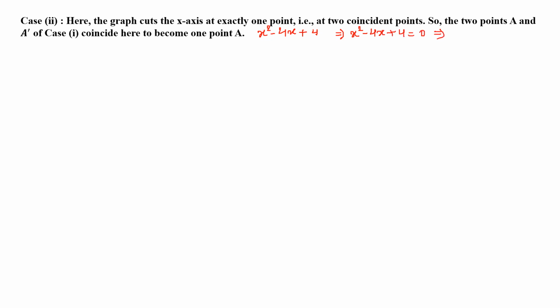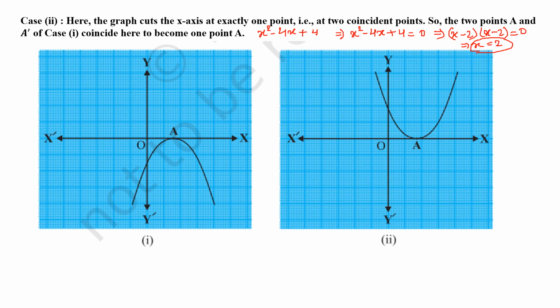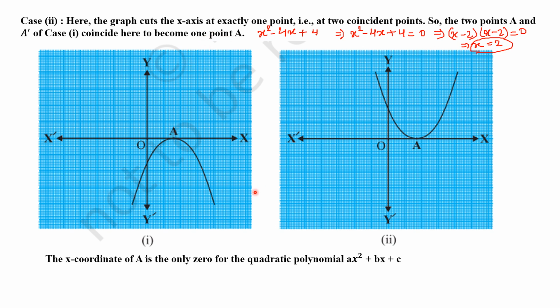And if you notice, this is nothing but x minus 2 whole square, which I can write as x minus 2 equal to 0. So from here you can see both the zeros are coinciding at one point, which is x equal to 2, isn't it? The graph will look something like this. Both the zeros are at the one point. So in such a case, you will have exactly 1 zero. The x coordinate of A is the only zero of the quadratic polynomial. So in case 1, we have seen you can get two zeros. Here you have seen you can get 1 zero.